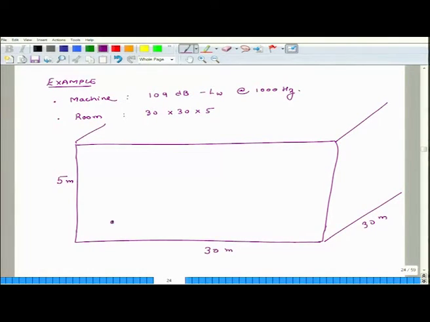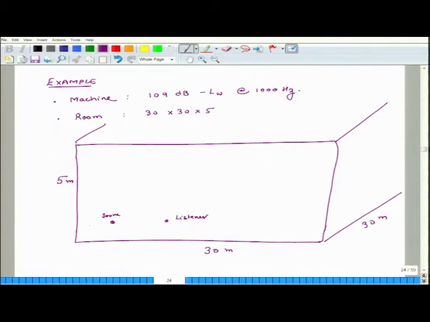And let us say the machine is somewhere here. And then there is a person who is operating it, and the person is remotely controlling the machine, or he sits there and whenever he has to change, he comes and changes the machine, but he is hearing a lot of noise coming from this machine. So, this is the machine source and this is the listener.